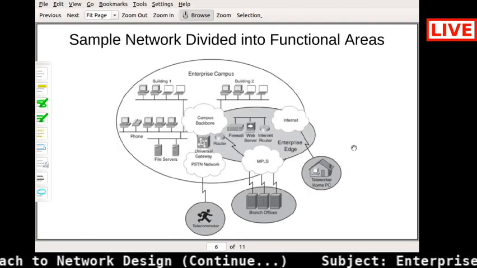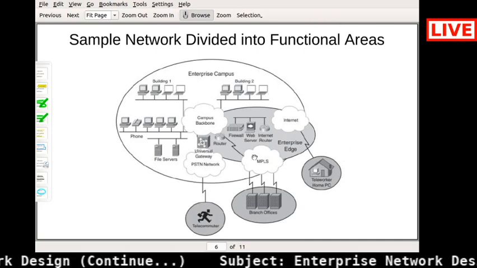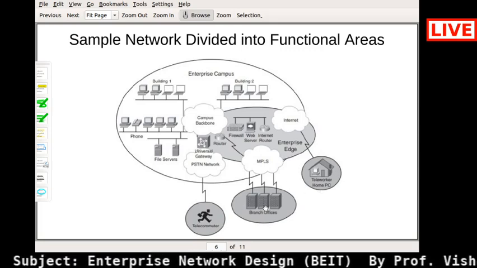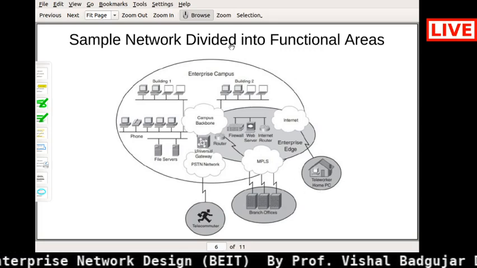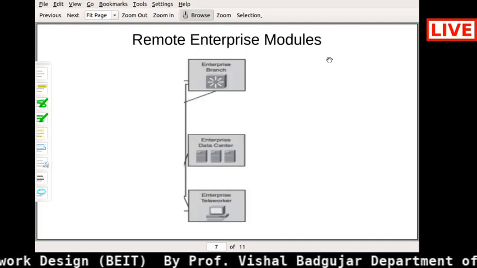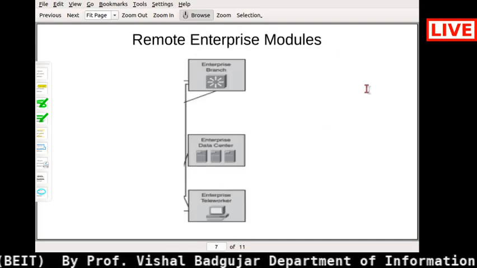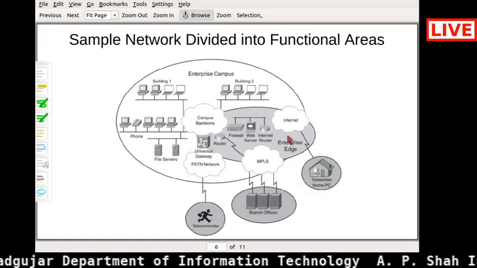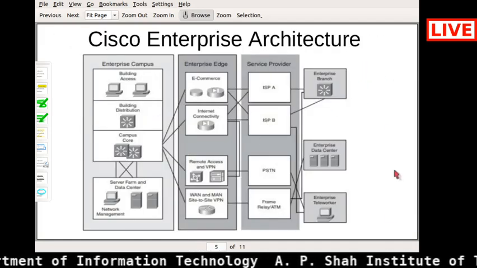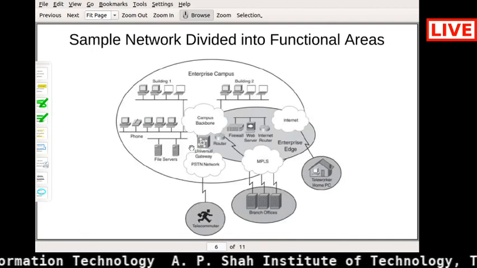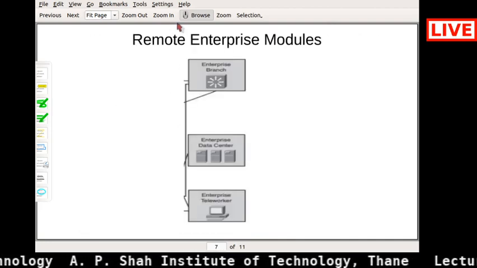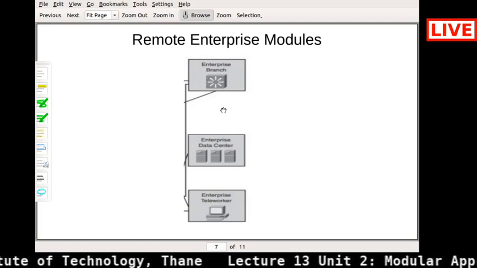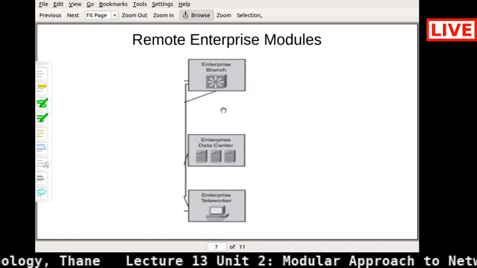Also, if you see the sample network, all these modules are there. The teleworker is there, the branch is there, the data center is there. For these three modules, we can call them remote enterprise modules, right? The first module is your enterprise branch module.